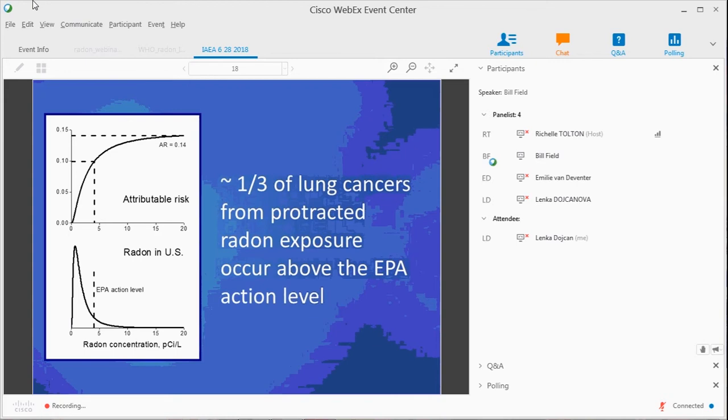So when a home's mitigated, it's good that, in most cases, it doesn't just go below 4. The mitigation usually gets homes down below 1 picocurie per liter. So that was something that they found interesting.